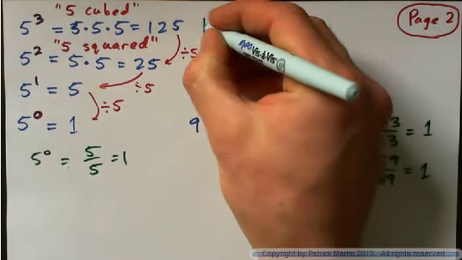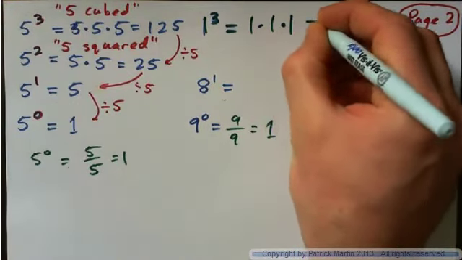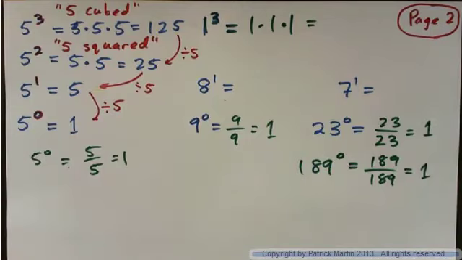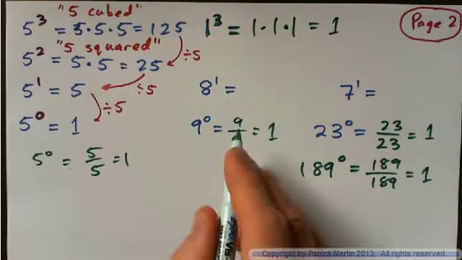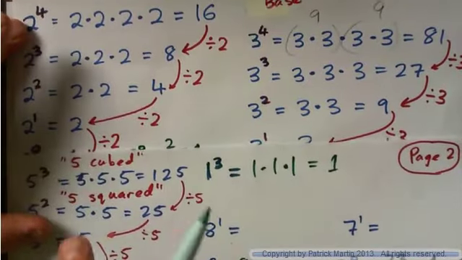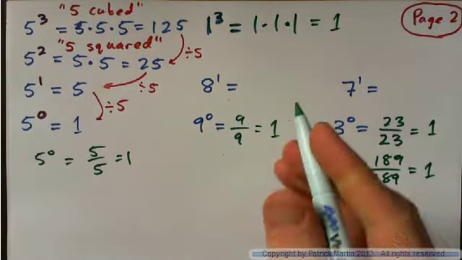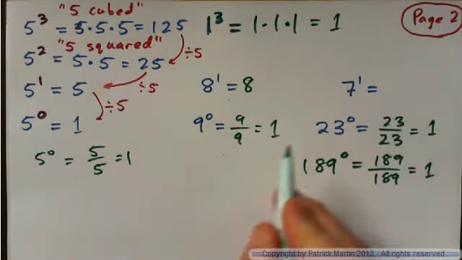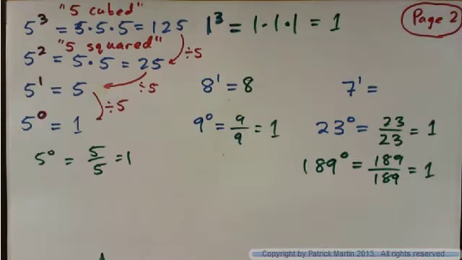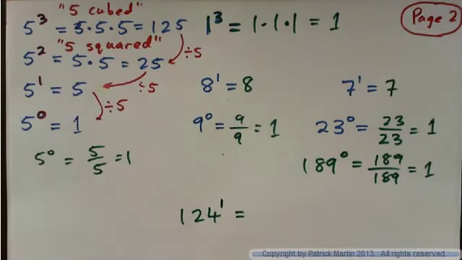What's 1 to the power of 3? Write down the answer. 1 to the power of 3 is 1 times itself 3 times. What's that? Is it 1? Yep. What's 8 to the power of 1? 5 to the power of 1 is 5. If we look back at your page, 2 to the power of 1 is 2. 3 to the power of 1 is 3. So what do you think 8 to the power of 1 is? Well, it's just 8, right? What about 7 to the power of 1? 7, right? What about 124 to the power of 1? 124, right?